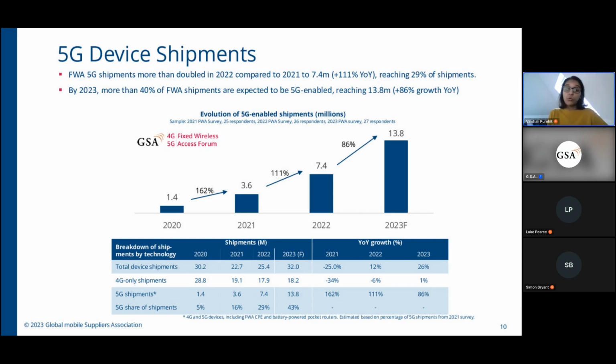Millimeter wave shipments were also recorded, with some operators choosing to utilize FR2 spectrum to deliver high-speed fixed wireless services in markets like the US. Millimeter wave CPE shipments remained small at just 6% of 5G CPE shipments in both 2022 and 2023, as this technology is still relatively early in its adoption curve.